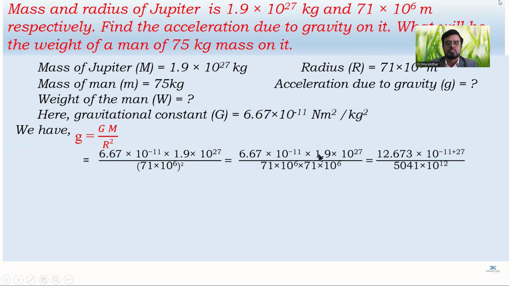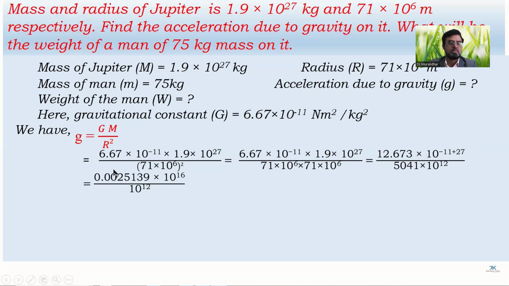And 6.67 and 1.9 when multiplied give 12.673. Number interacts with number, and power of 10 interacts with power of 10. That's why 10 to the power minus 11 and here 10 to the power 27, same base, so the powers can be added or subtracted: minus 11 plus 27. In the denominator, 71 into 71 gives 5041, and 10 to the power 6 plus 10 to the power 6 is 10 to the power 12. Now the next step is we have to divide 12.673 by a big number, 5041.